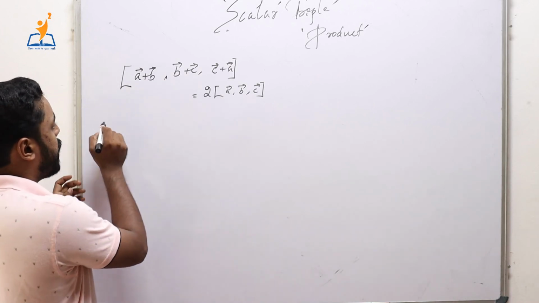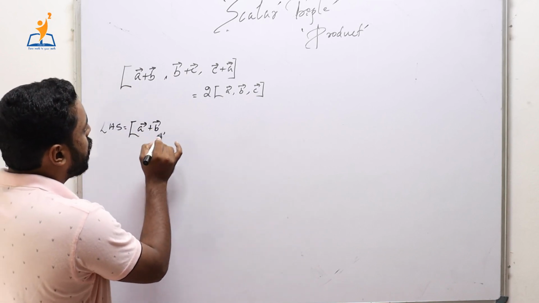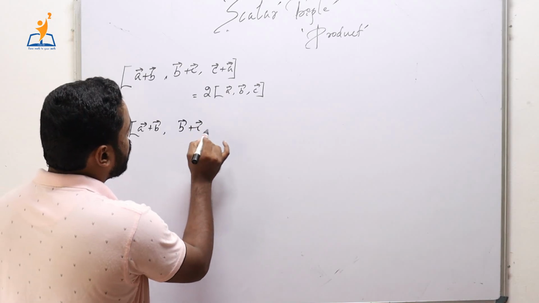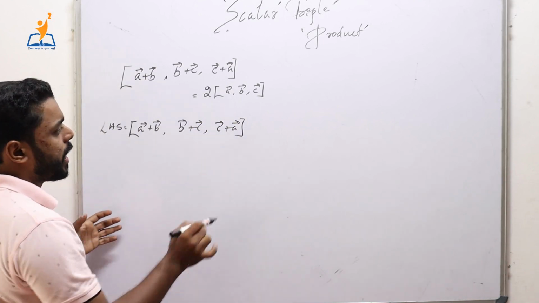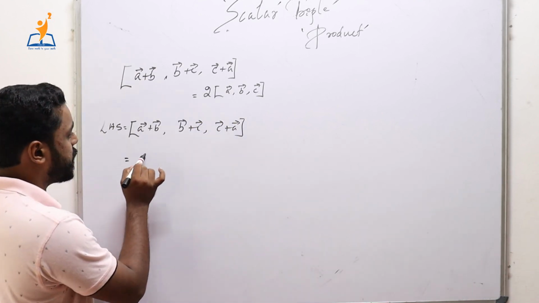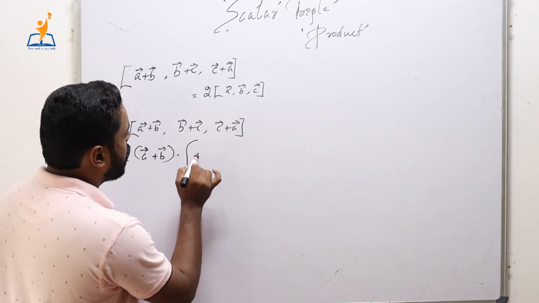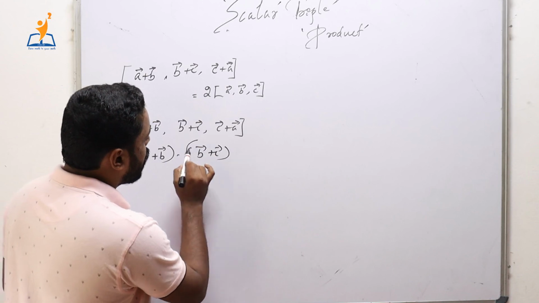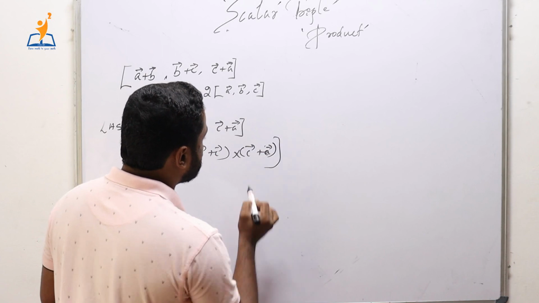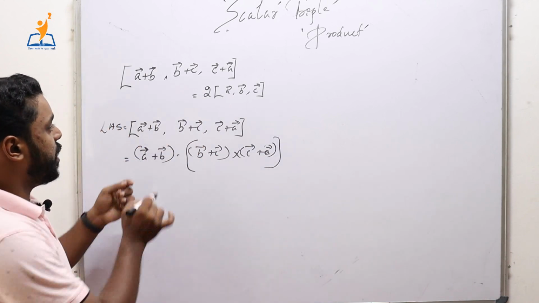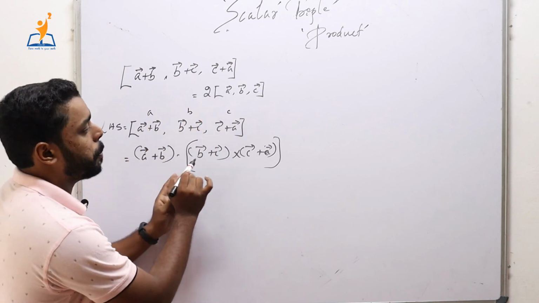Suppose the LHS is equal to box (A plus B, B plus C, C plus A). This is our left hand side. We can expand this using the definition of the box product. It is equal to vector A plus B dot B plus C cross C plus A, right? Because by the basic definition of box product, we know that instead of this box ABC, it is nothing but A dot B cross C.